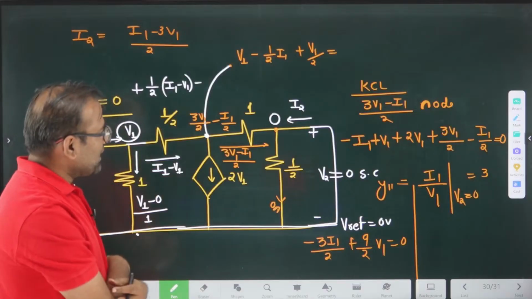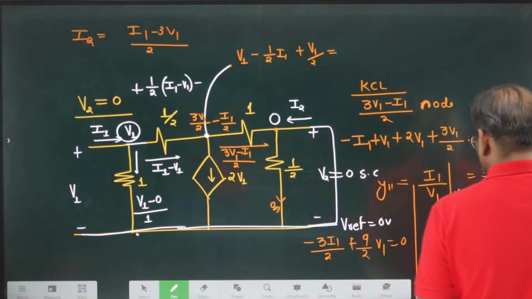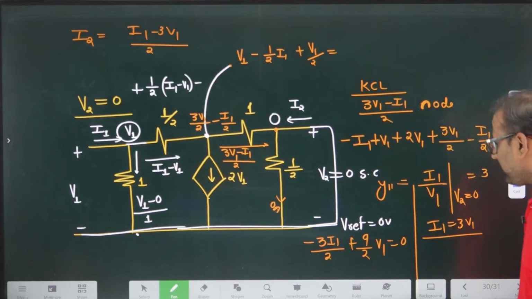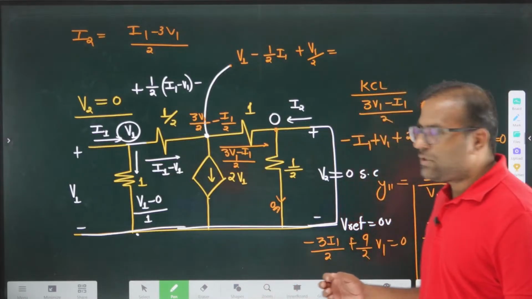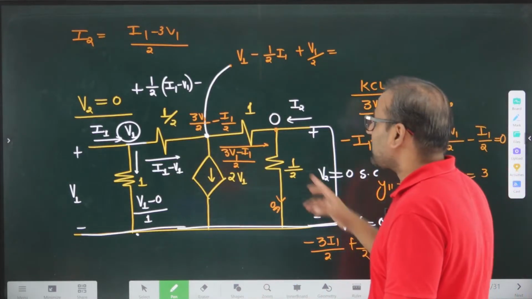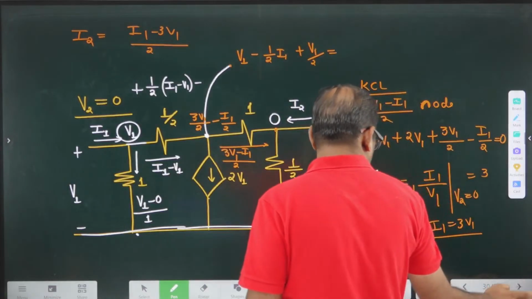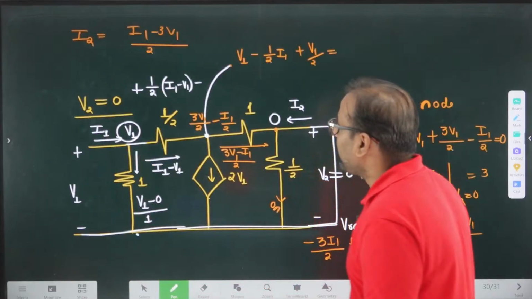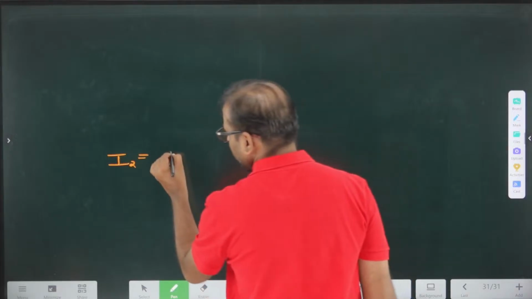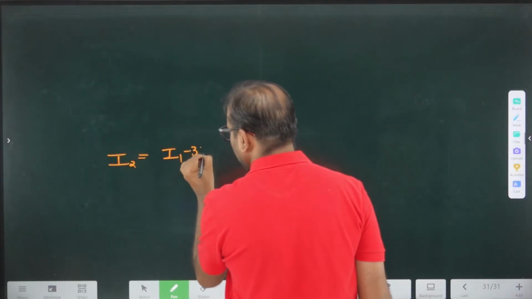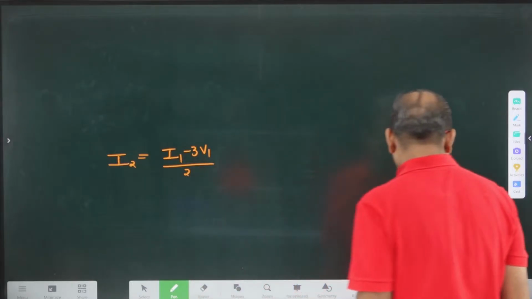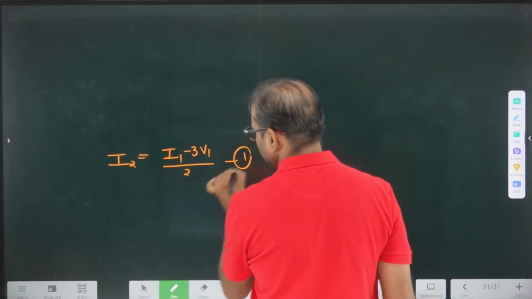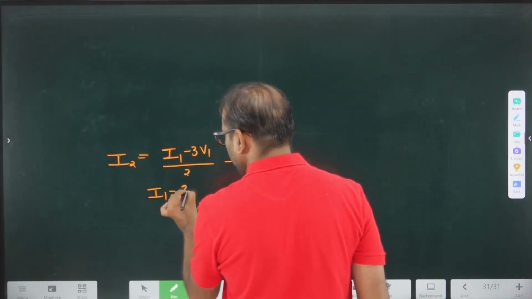Now we can have one more relationship. So one more relationship is what? You know that the value of I1 equal to what? 3V1. We want the ratio of I2 to V1 ratio is required. So using these two equations, one equation is what? One equation is I2 is equivalent to I1 minus 3V1 divided by 2, and another equation is what? I1 equal to 3V1. Equation number 1, I1 equal to 3V1.